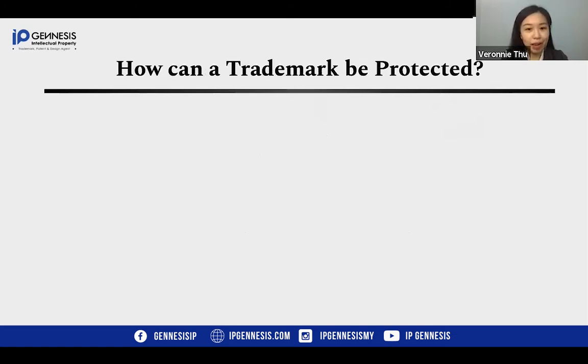So, how can a trademark be protected? First, make sure that your trademark is distinctive. This means that your trademark can distinguish your goods or services from others in the course of trade. Don't use trademarks that are too generic, okay? It is better to use invented words or words that are not commonly used within the industry so that your trademark can stand out and be different. For example, Boost for fruit juice or Oreo for biscuits.